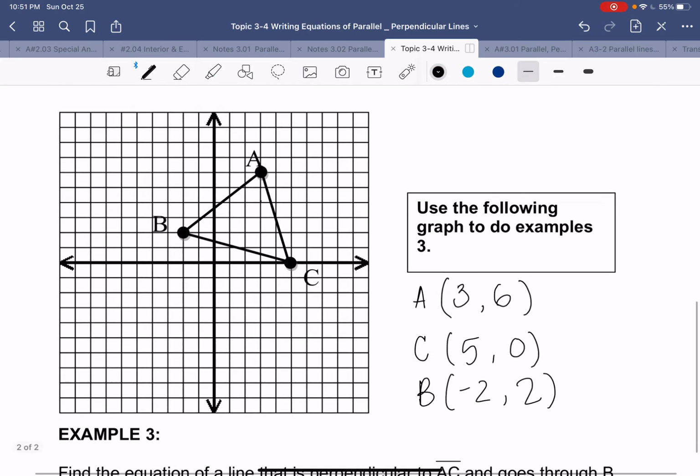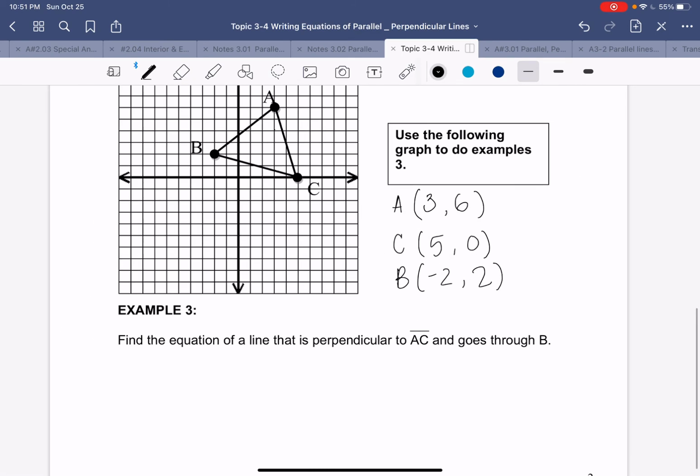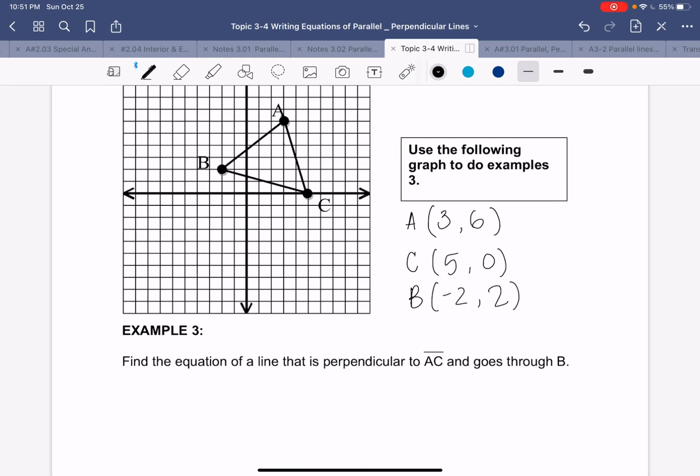All right, last one. I've already pre-written the points because I wanted to save time, once again, as always. Okay, so it says use the graph and following to do example 3. Example 3 says find an equation of a line that's perpendicular to AC and goes through point B. So here are the points you're going to use. Okay, so we have AC, which is our line, and we want a new line that goes through this point.